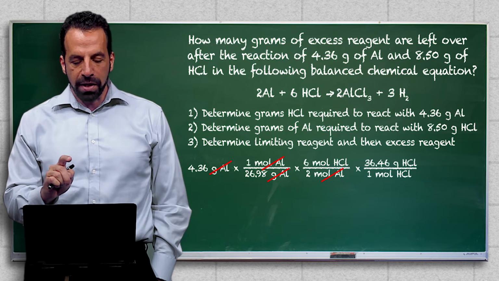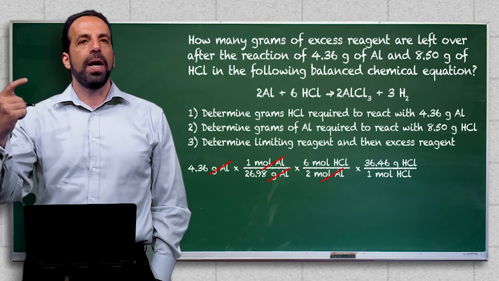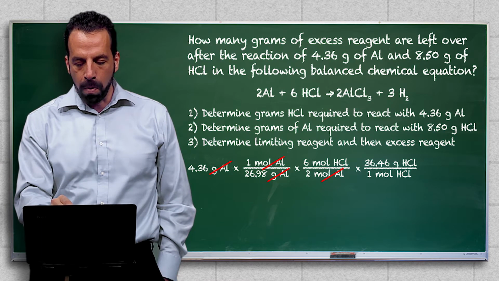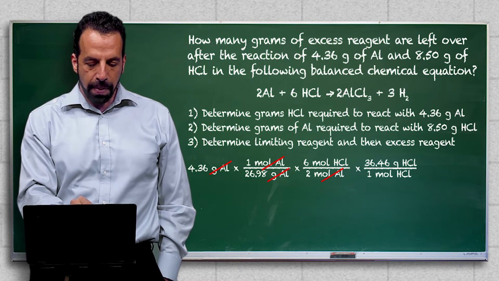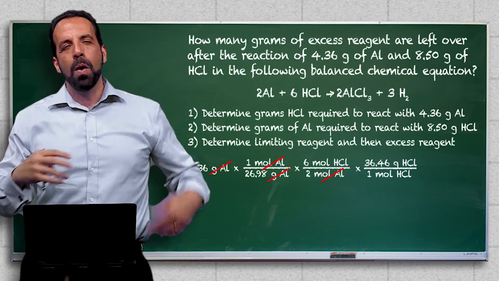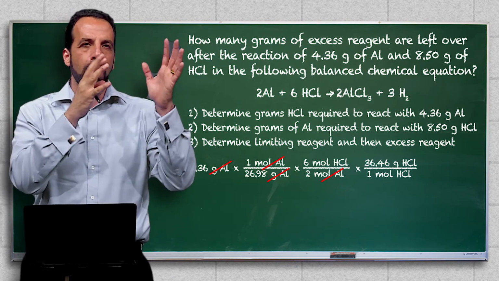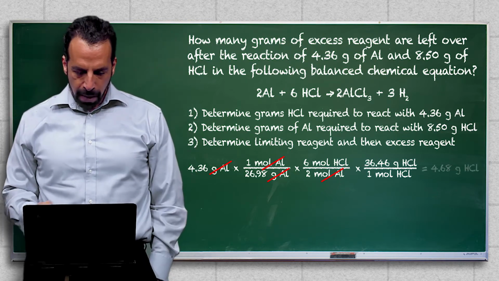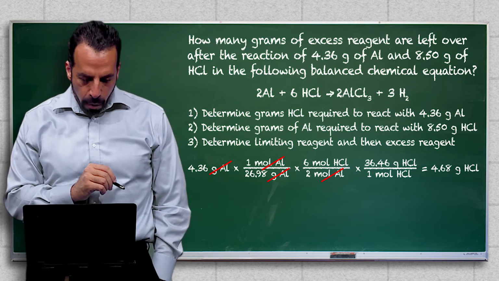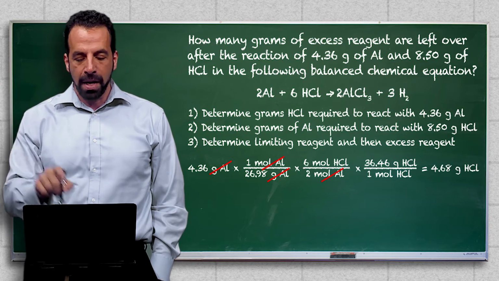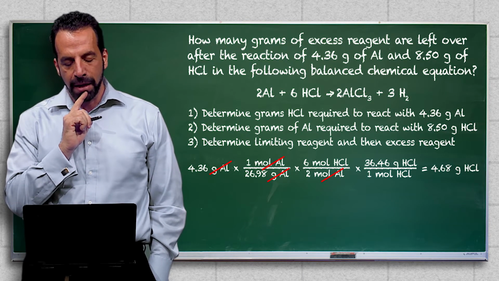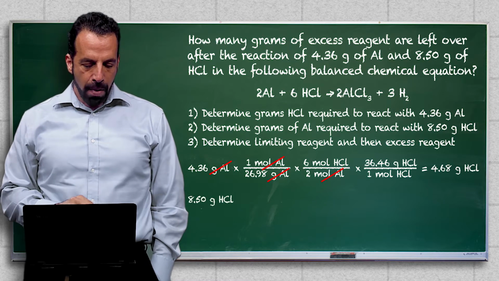One thing to notice is that whenever you convert moles to grams, you look at the molar mass, and it's always per 1 mole. So even though there's a 6 up here, never let that sway you. That's part of the chemical reaction. When I convert moles to grams, it's always grams per 1 mole. So in this case, it means that if all my 4.36 grams of aluminum react, I'm going to require 4.68 grams of hydrochloric acid. Let's do the second part.